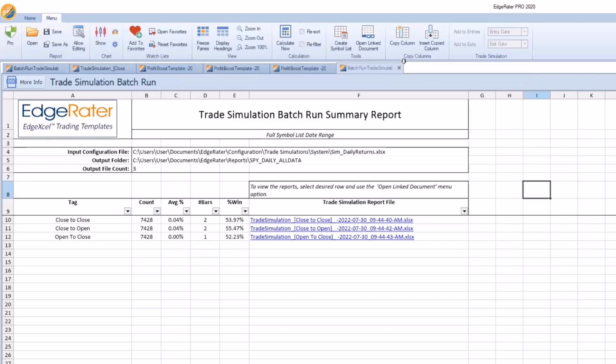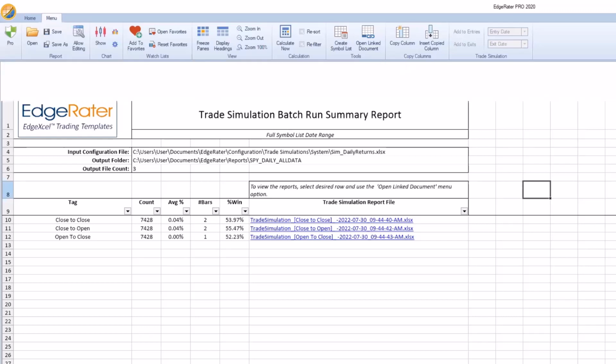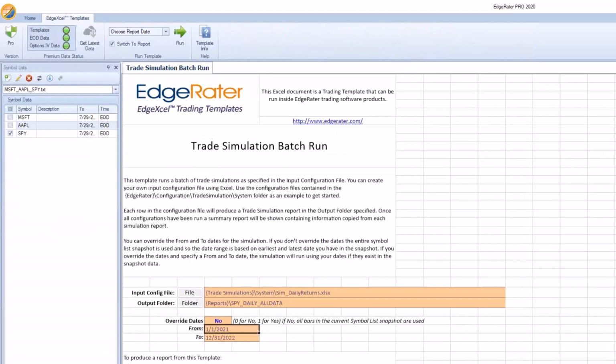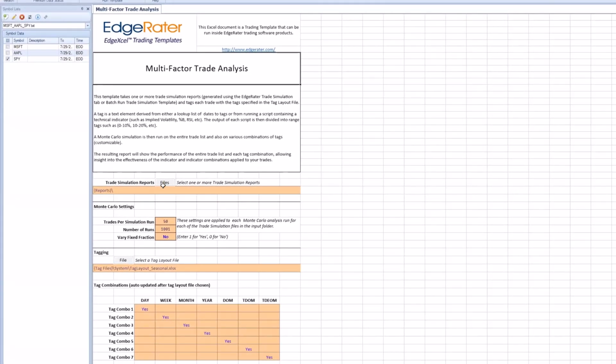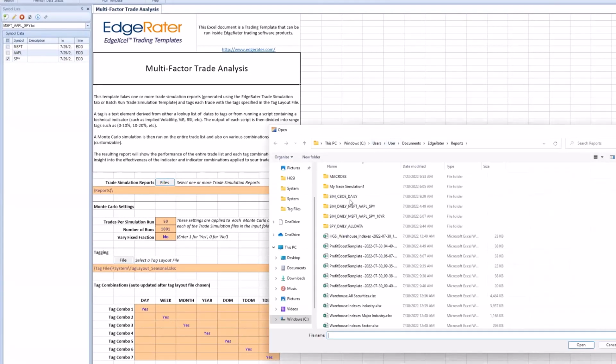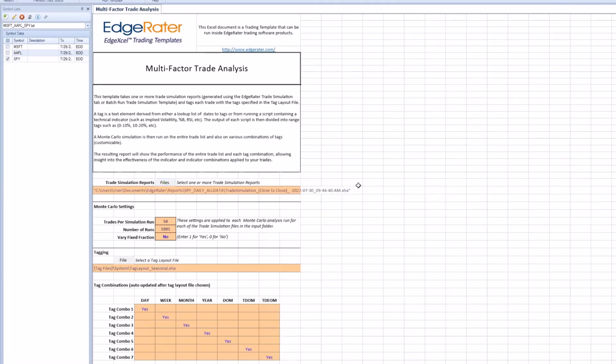Okay, so having taken that, we can then go to the multi-factor trade analysis. I will choose the file that I just created, the SPY daily all data and the close to close file. Then I'll just use the default seasonality, tag layout seasonal, and hit run to see what happens.